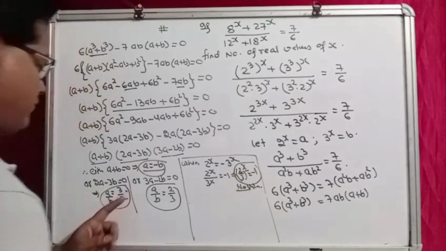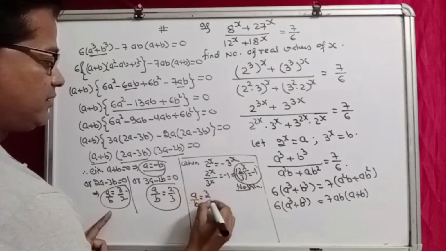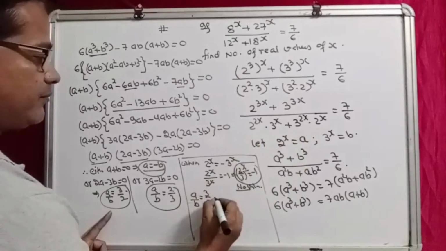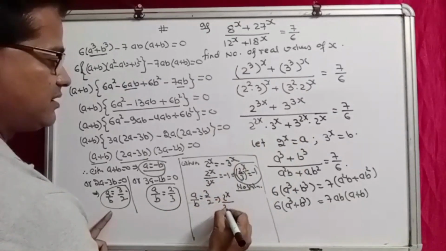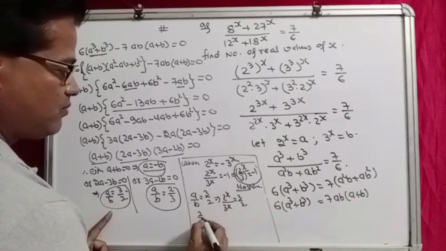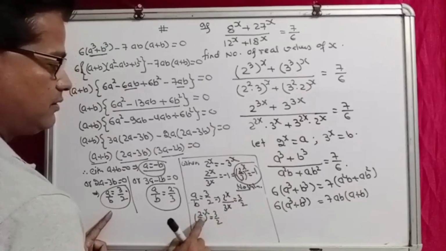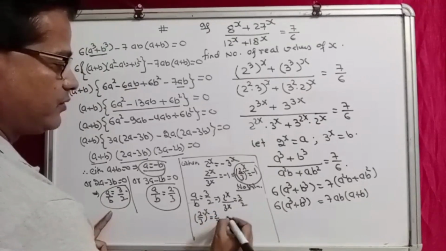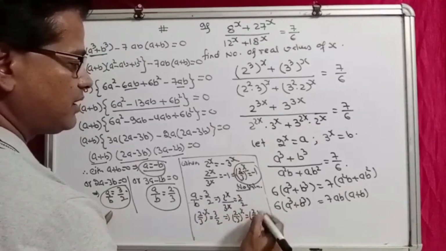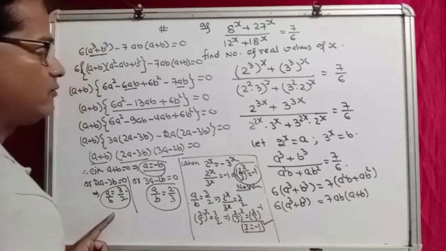Now from the second one, a by b equals 3 by 2. a is 2^x and b is 3^x. 3 by 2, we can write (2/3)^x equals 3/2, which is (2/3) to the power minus 1. So we get x equals minus 1. Here we are getting one value.